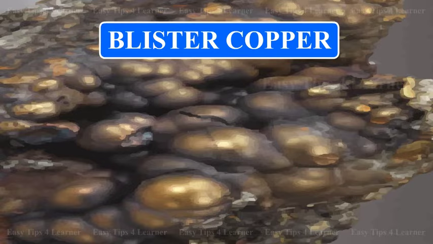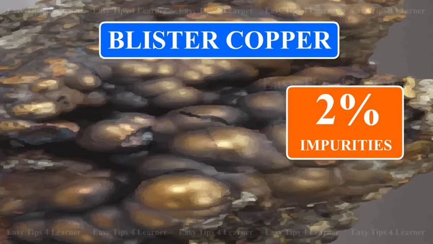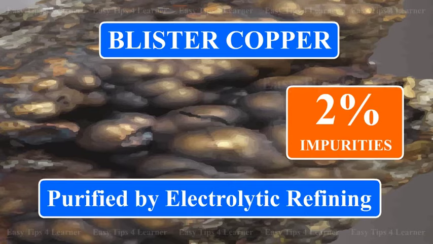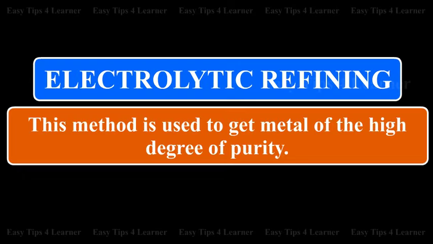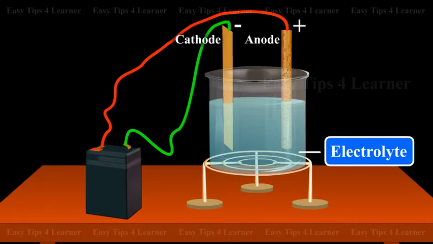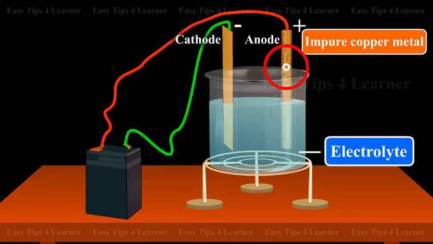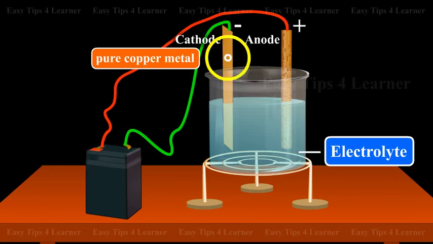Refining. Blister copper contains about 2% of impurities and it is purified by electrolytic refining. Electrolytic refining. This method is used to get metal of high degree of purity. For electrolytic refining of copper, a block of impure copper metal acts as anode. A thin plate of pure copper metal acts as cathode.